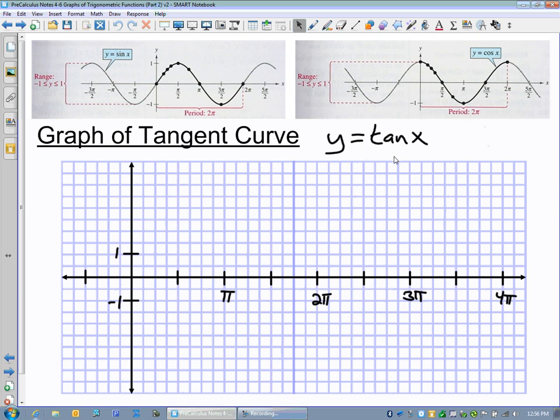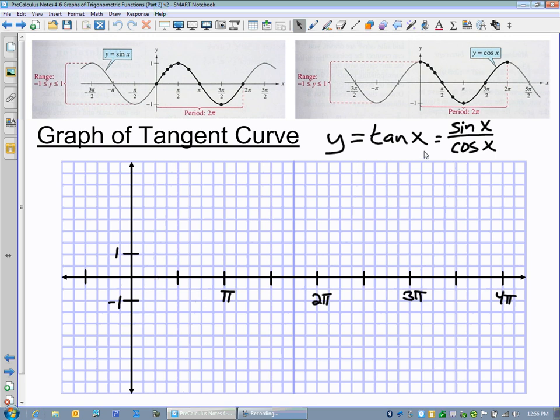But for now, we're graphing tangent, so y equals tangent of x, and the way we're going to analyze this is we're going to think of tangent of x as sine divided by cosine. That's why I'm showing, for reference, our sine curve and our cosine curve. We see how they work together to create the tangent curve.